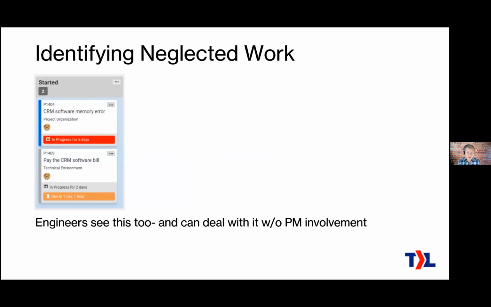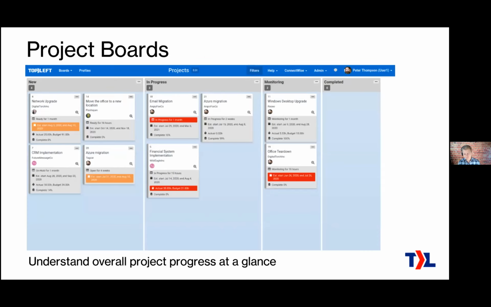It's also really good for identifying neglected work. A couple highlights here. It can highlight things that have been in progress for too long. It can highlight due dates that are coming up, so that you know in advance. Also, your engineers can see this, so they can deal with it before it even becomes a problem that you're aware of, because they can deal with it themselves.